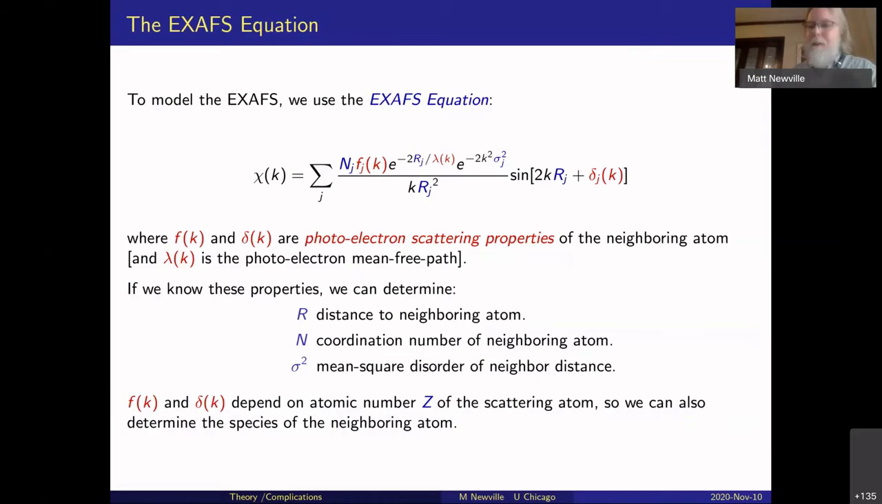So as a result, with the lambda, basically in these other terms meant to scare you, we have a slightly more complicated formula, but still we're at the point where if we know F and delta, the photoelectron scattering amplitudes and phase shift, and we know the photoelectron mean free path, which we can calculate, or FEFF can calculate for us rather easily. If we know these properties, we can determine or refine our distances, coordination numbers, and information about the distribution of atoms around the absorbing atom, and get some Z dependence as well.